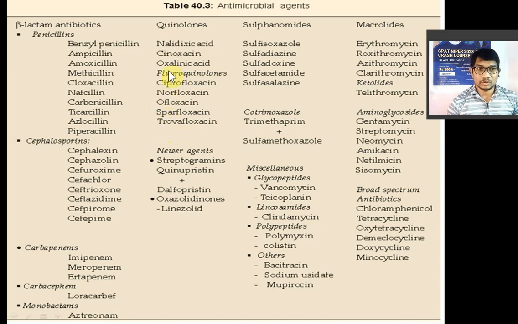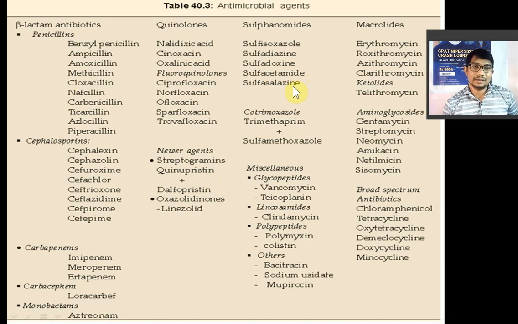So again, there is a separate classification of quinolones, and there are certain new drugs like streptogramin, quinupristin, then dalfopristin, and oxazolidinones, in which comes your linezolid. Okay, first class was a beta-lactam, second was a quinolone, third was a newer drug, fourth one is a sulfa drug or sulfonamides. In that you have sulfisoxazole, sulfadiazine, sulfadoxine, sulfacetamide and sulfasalazine.